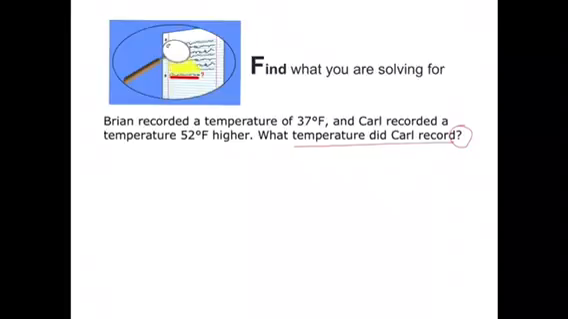Now I want to name the variable, what I'm solving for. Well, I'm solving for the temperature that Carl recorded. Let's give that variable the letter C. So C equals the temperature Carl records.